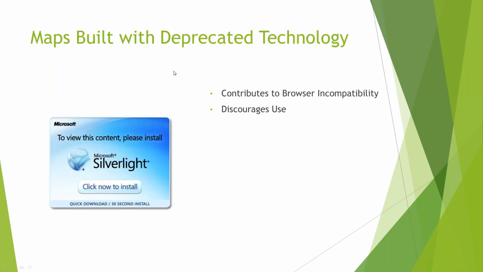So the very first maps that were built, we ran into a lot of problems because they were all built with deprecated technology. You had to run something like Microsoft Silverlight. If you would go to one of the sites and click on it to look at the map, if you had not already downloaded and installed Silverlight, you were always getting this little icon here of, hey, you need to go and download this first.